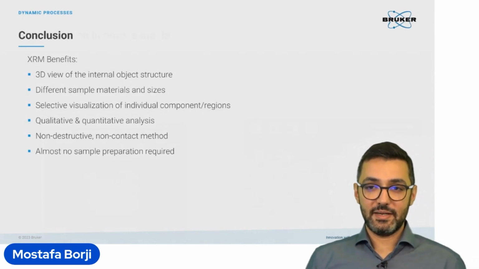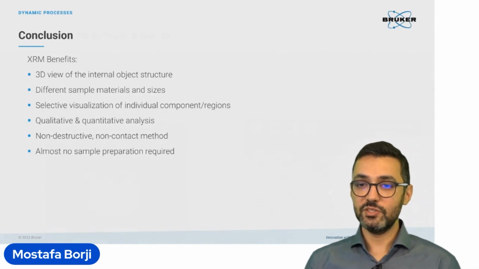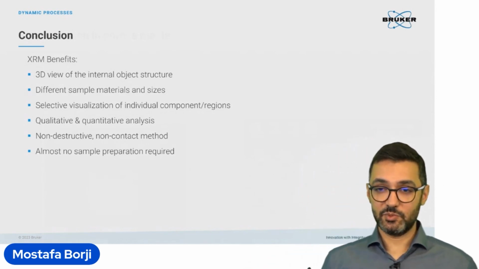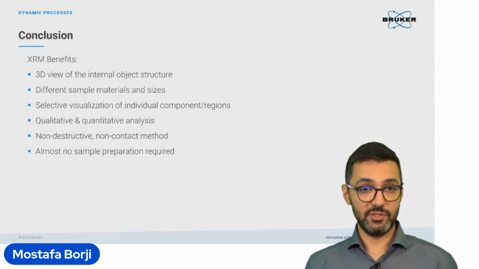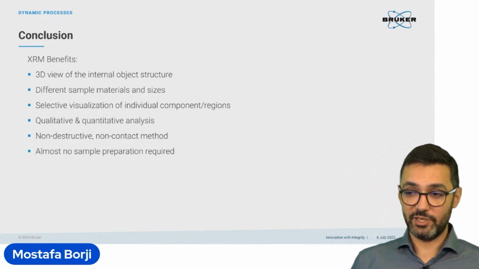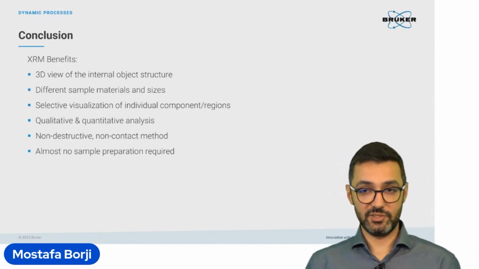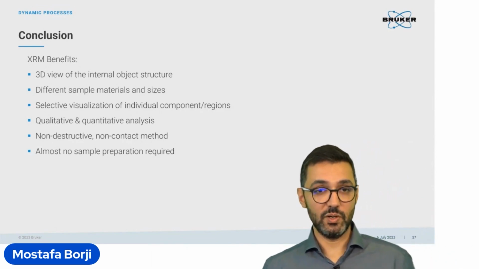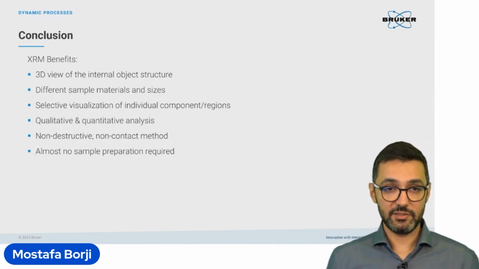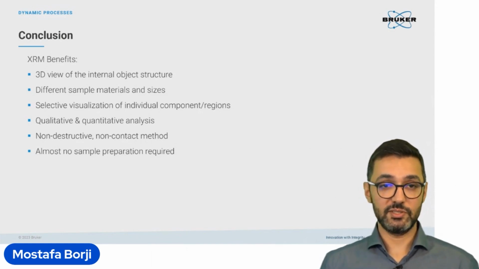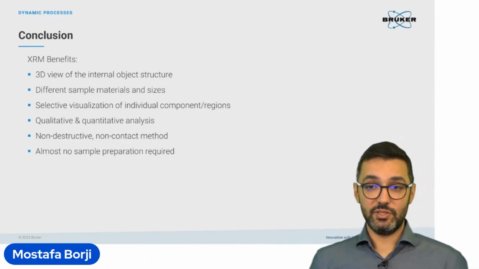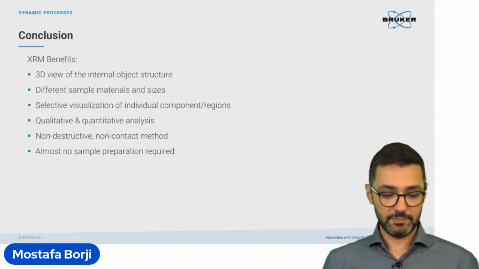We can use this technique on a variety of materials and samples, in terms of both their nature and their sizes. And we can have selective visualizations of individual components. We would like to focus on a specific feature, for example, pores, grains, fibers, and so on. We can do both qualitative and quantitative analysis on features of interest. And as we mentioned, the sample preparation is almost none, or very easy to implement.